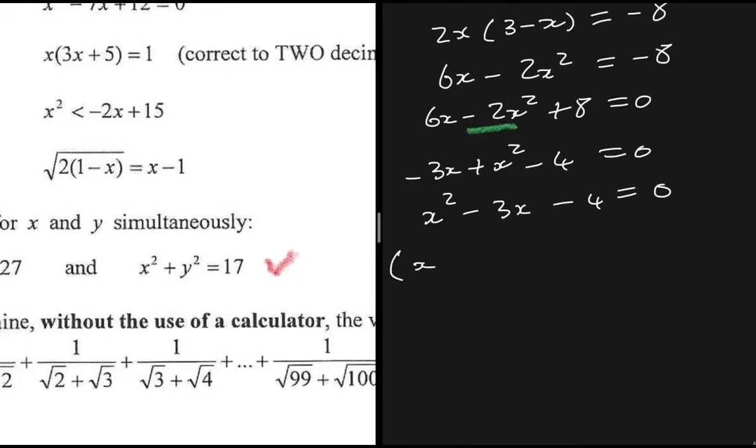So now what are we looking for? We are looking for two numbers that when we multiply, we get minus 4.